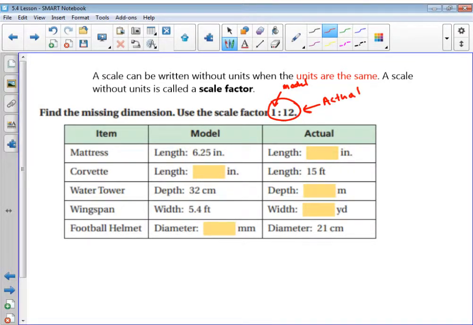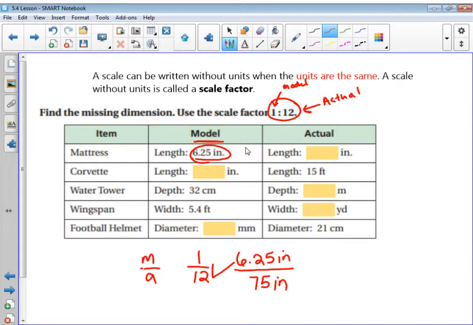Okay, so if I want to write it out as a ratio, I might do model over actual. My scale factor was 1 to 12. The third piece of information was that the model was 6.25 inches, so model is my top number, 6.25 inches. Now I'll cross multiply and divide. 6.25 times 12, and then divide by 1, still gives me the same answer. So I just found out that I have 75 inches. They did want it in inches, so my final answer here would be 75 inches.